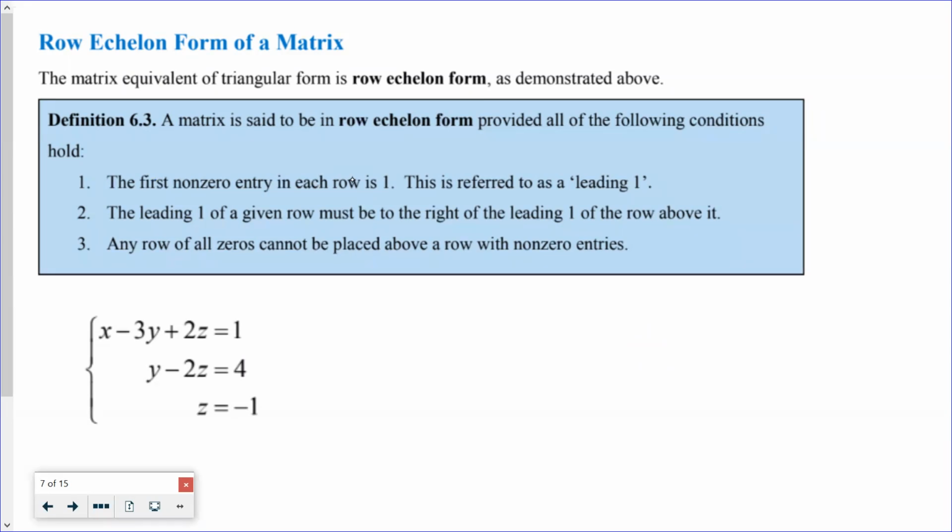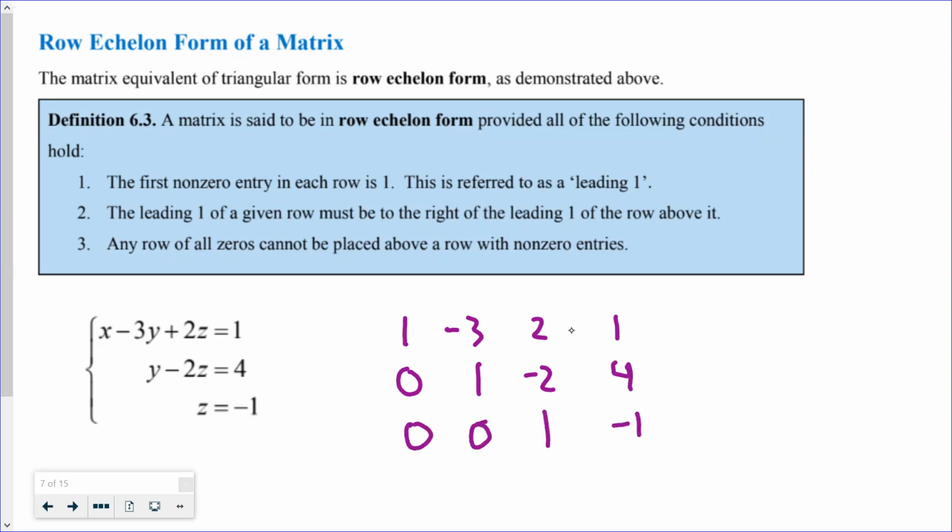So basically, if I look at this guy that was triangular form, in a matrix this would be 1, -3, 2, 1. Then 0 for the x, 1, -2, and then a 4. Then 0 for the x and y, then 1, -1. This augmented matrix here is what we call row echelon form, and it's the equivalent of upper triangular form. We like it because it tells us that z is -1. Then I can plug it in and figure out what x and y are.